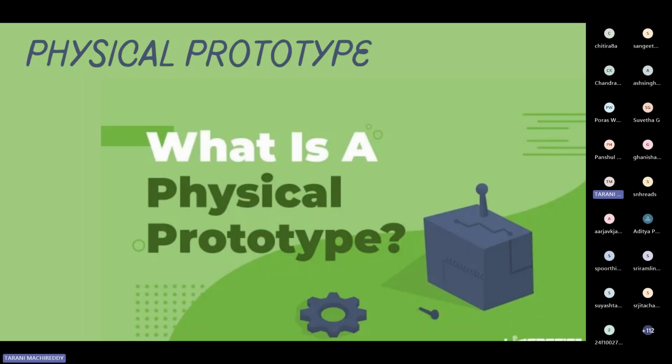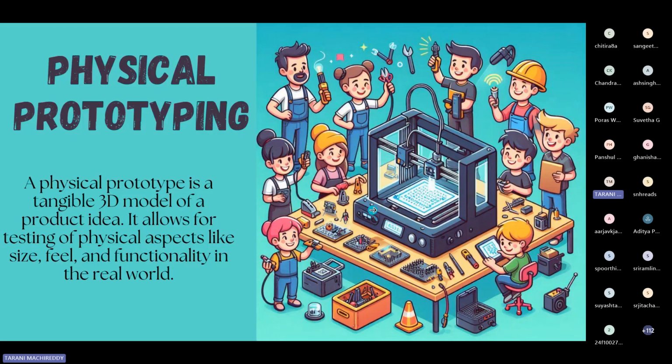Yeah, someone said creating 3D models made from cardboard and paint. Yeah. Okay, we'll move on to physical prototyping. A physical prototype is a tangible 3D model of a product idea. As you all told, a physical prototype is a mock-up or working model of a product or a component. It can range from a simple handmade model to highly detailed and functional versions, depending on the purpose and stage of development. It also allows for testing of physical aspects like size, feel, and functionality in the real world.